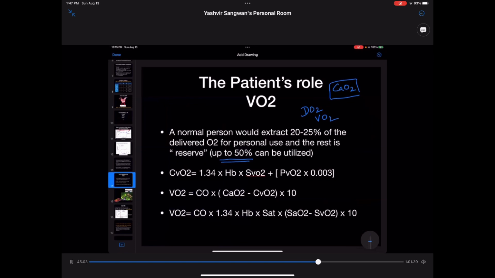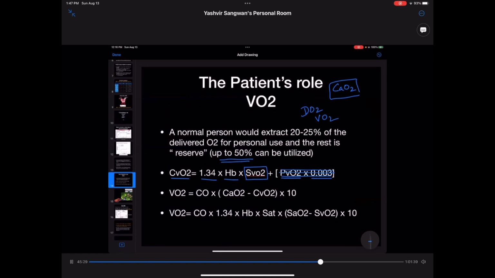The same way, there is a content of venous oxygen in the blood, which is 1.34 into hemoglobin into the saturation of oxygen in the vein plus the partial pressure of oxygen in the vein into 0.003, which usually, just like the artery, can be eliminated from the equation.